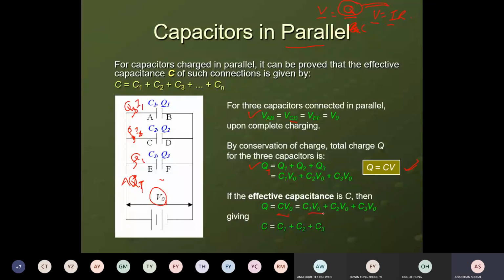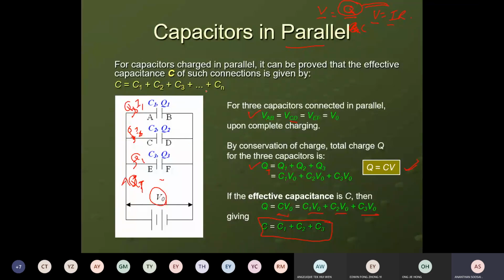Q1 is C1 V naught. The charge stored in capacitor 1, Q1, equals the capacitance C1 times V naught. Actually it's V1, but V1 is the same as V naught. So C1 V naught, C2 V naught, C3 V naught. In this case, all the V naught cancel, and you get the total capacitance formula. In parallel, the total capacitance is C1 plus C2 plus C3. So just simply add. It's opposite to resistors. For resistors in parallel, how do you find the total resistance? 1 over R, 1 over R, 1 over R, right?